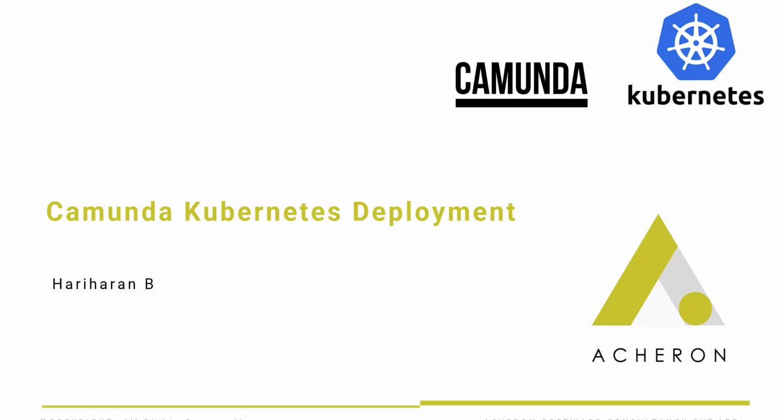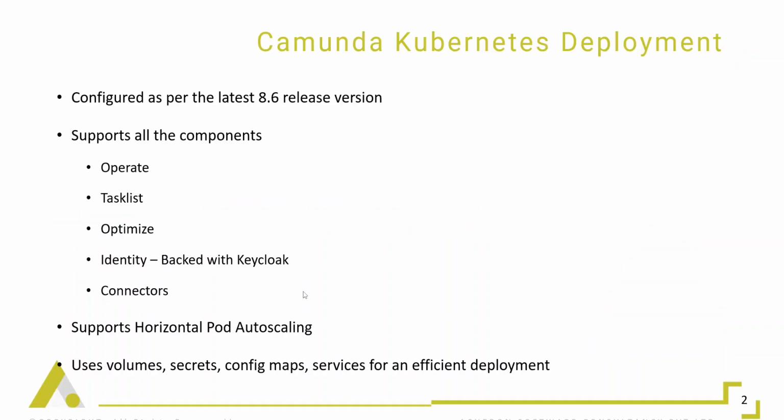This is Hariharan. In this video, I am going to demonstrate our custom deployment of the Camunda 8.6 release version. We have developed a Helm chart that successfully deploys Camunda 8.6 and supports all the components of the Camunda platform. Once the chart is successfully deployed, we will be able to access Operate, Tasklist, Optimize, and Identity, which is backed by Keycloak, which we can also access, from their respective mapped ports.